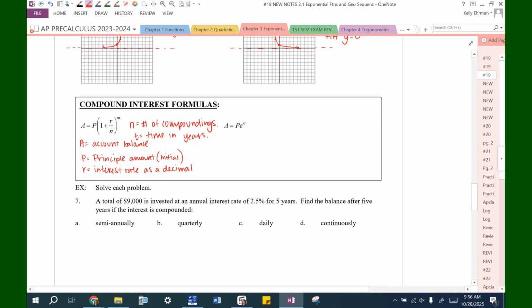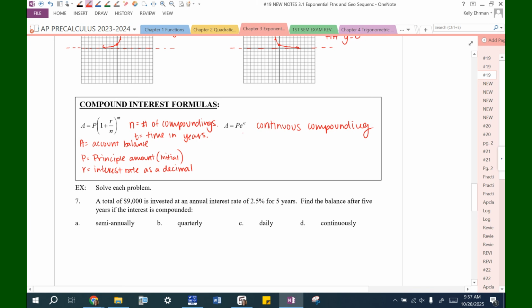So as n approaches infinity, by the way, this base becomes e to the rt instead of (1 plus r over n) to the nt. So this is for continuous compounding, or in other words, interest is always being collected in the account every second of every day. We can't put an end to that.